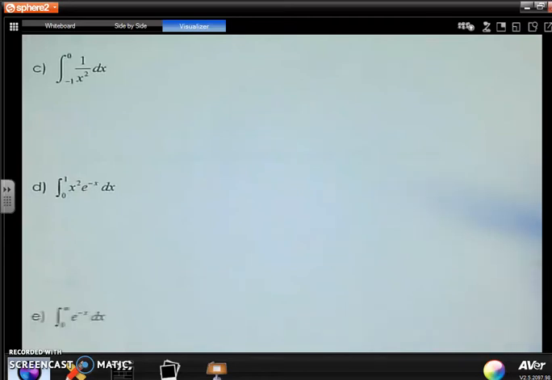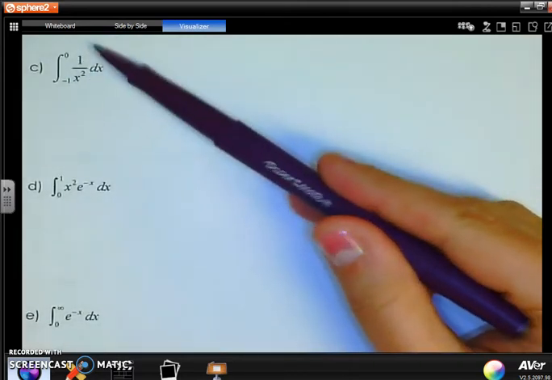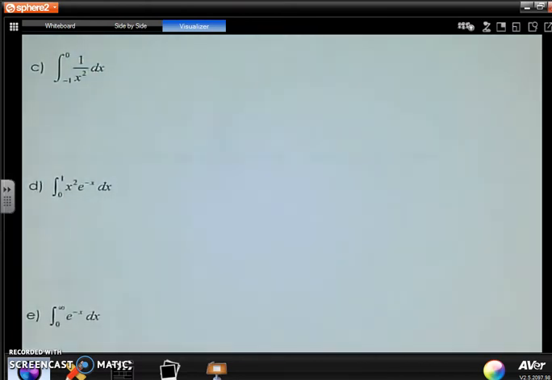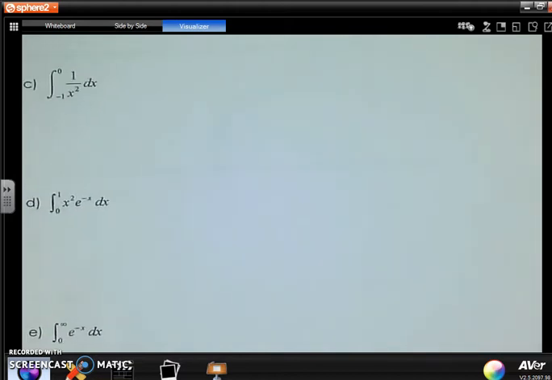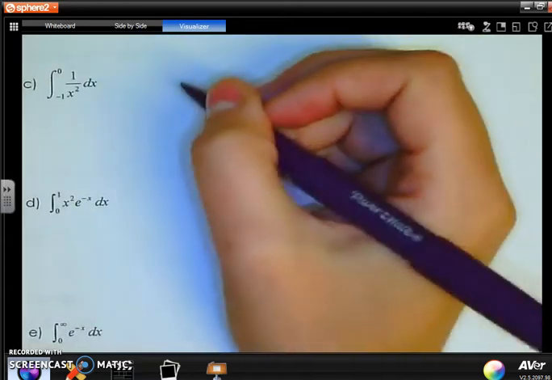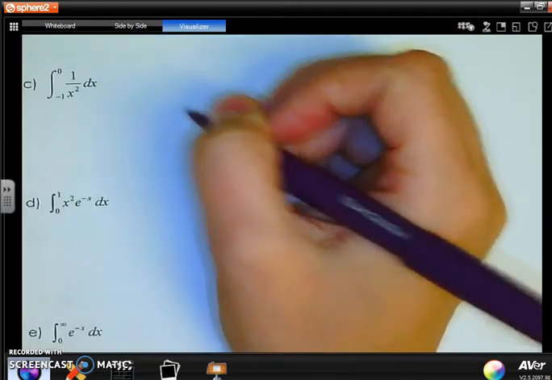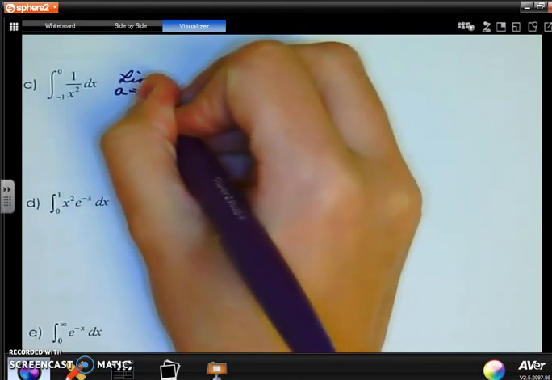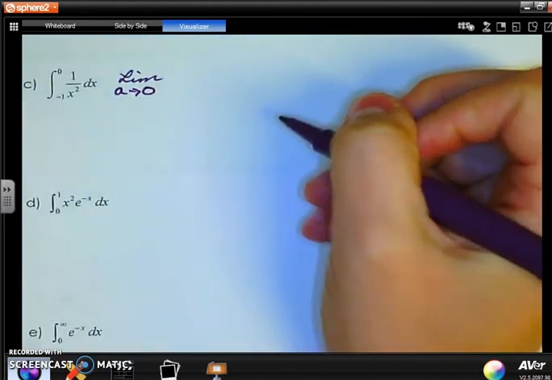Okay, so this is for the Unit 6 retest, and I'm going to tackle number C next. So this is an improper integral because remember, if you look at this denominator, if I plug in 0, that's a problem. That's what makes this an improper integral. So I can handle it. The way I get around that is by taking the limit as a approaches that problem point. Okay, so for this one, I'm going to write the limit as a approaches 0, because that's the problem point.